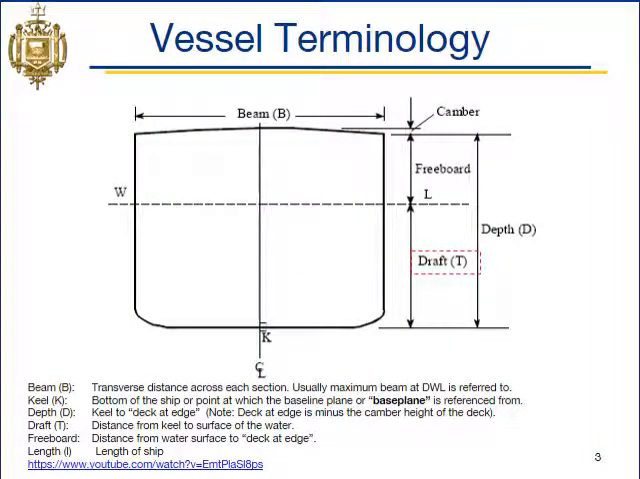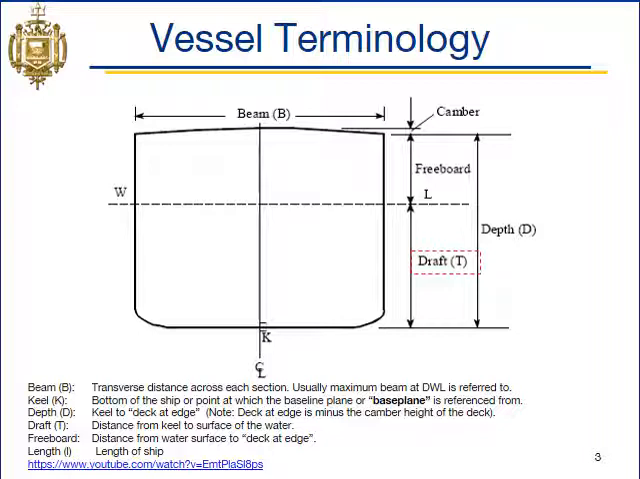Alright, so some basic vessel terminology. Hopefully everyone is already familiar with this, but we have a cross section of a ship here. So what that means is we have a ship and we sliced it down the middle at amidships, and now we're looking at the inside of the ship from the side. So here's all our vessel terminology that we'll need to solve problems for this lecture.